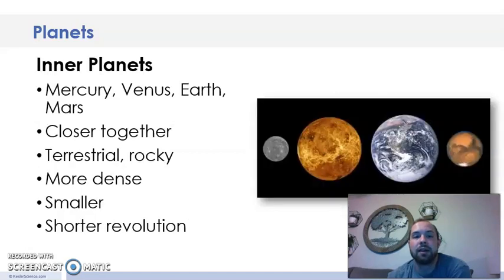All right. So inner planets. These planets are considered inner planets because they are inside the asteroid belt and are all made of rock. If they're all made of rock, we call it terrestrial. If you look at the characteristics of inner planets, we've got Mercury, Venus, Earth, and Mars. They are closer together. Like I said, they're terrestrial, so that means they're rocky. They are more dense. They are smaller. And they have a shorter revolution.